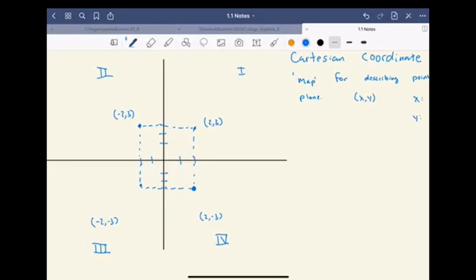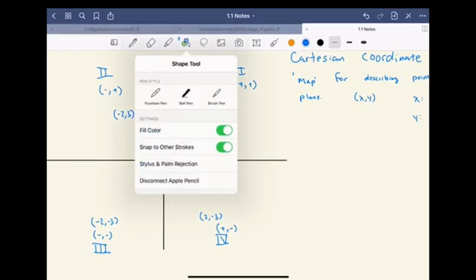Okay, so let's see: both positive here, negative positive here, both negative here, positive negative here. Okay.